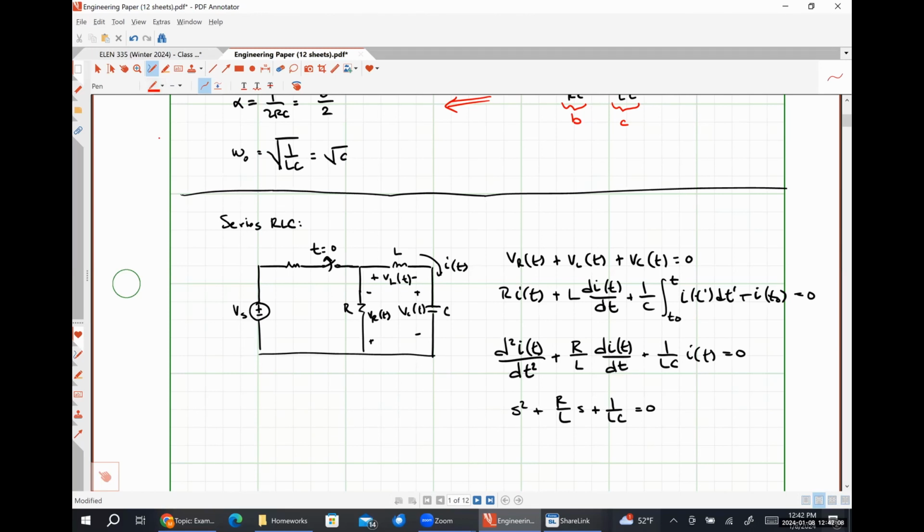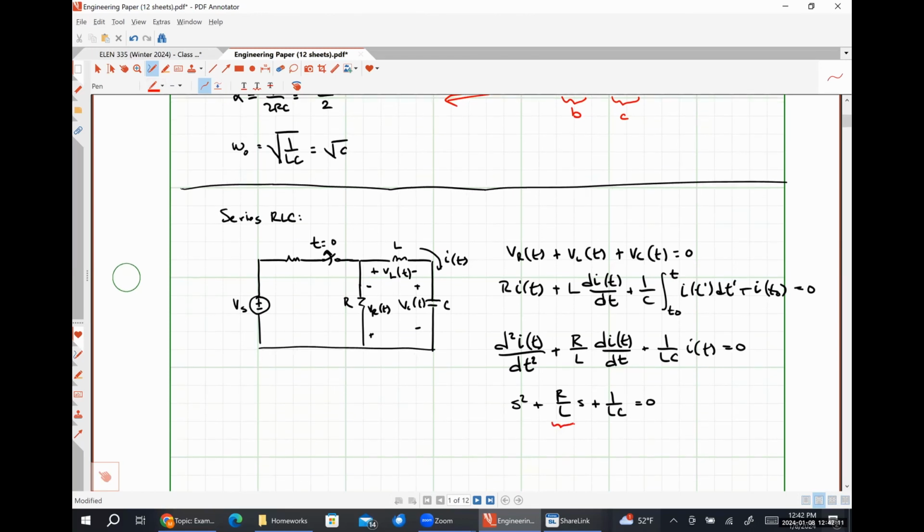Once again, I'm going to call the coefficient of the S term B and the constant term C. And we found that alpha was R over 2L, which is literally just the coefficient I've defined as B divided by 2. And omega naught was the square root of 1 over LC, which was nothing more than the coefficient that I'm calling C, and then we take the square root of it.